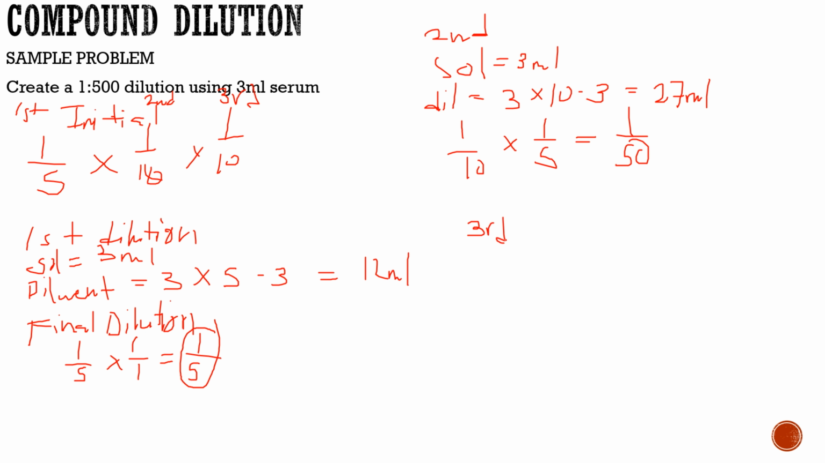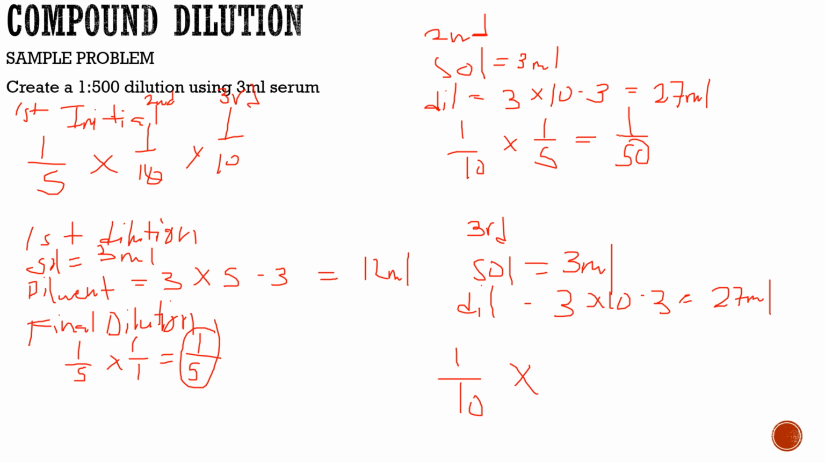And then for the third one, balik ulit tayo sa third. So ang solute ulit is 3 ml. Ang dilution mo naman, same lang din siya, class. So 3 times the total volume minus 3. 3 times 10 minus 3. You get 27 ml. And then after that, you get the final dilution. So 1 is to 10 times the previous dilution, yung second tube nyo, 1 is to 50. You get 1 is to 500.